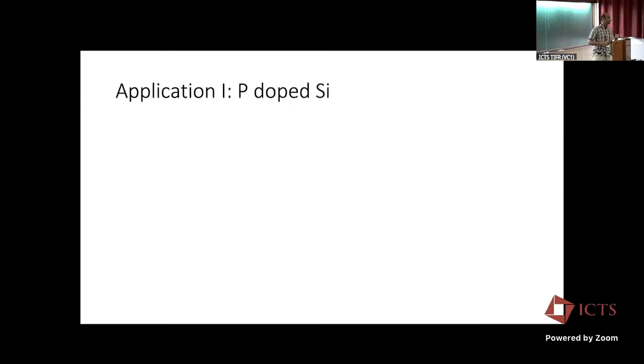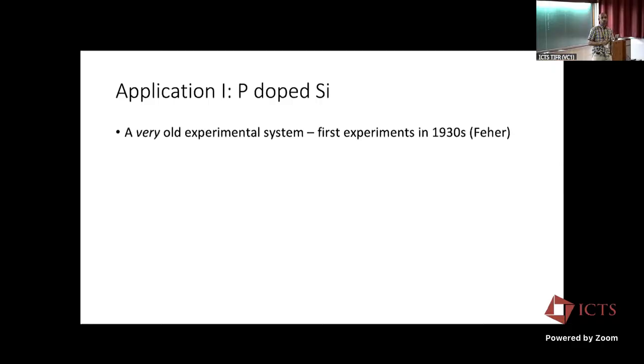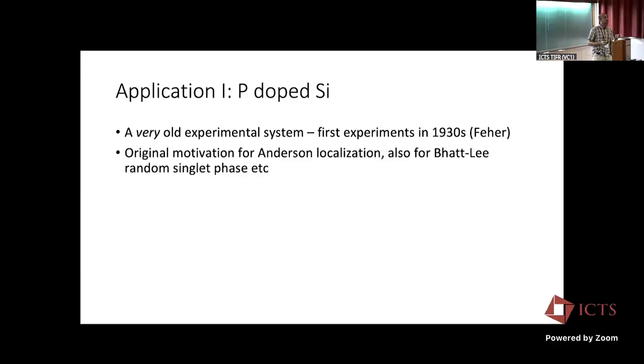Okay. So the first application, which Peter also briefly mentioned, is phosphorus doped silicon. Of course, phosphorus doped silicon is a very old experimental system. And the first experiments were done almost a century ago. It was the original motivation for Anderson localization, also for Ravindra Bhatt and Patrick Lee's work on random singlet phases. And a lot of work has been done on phosphorus doped silicon. So what new thing could there possibly be to say about phosphorus doped silicon in the 21st century? But even though a lot of work has been done, there are still open questions.